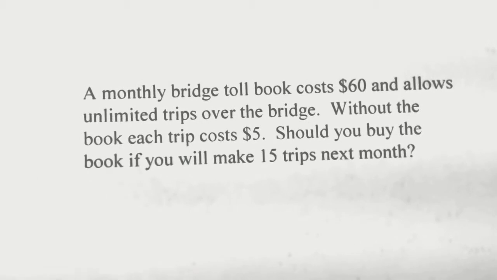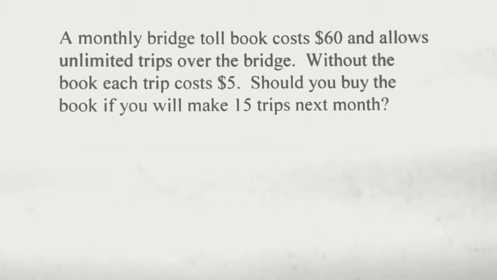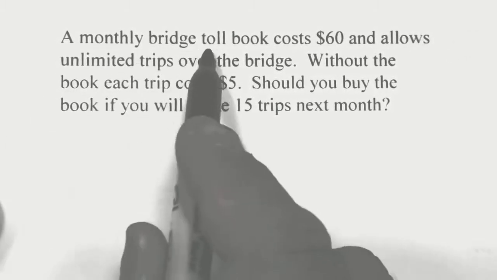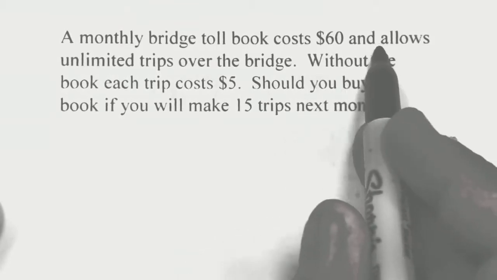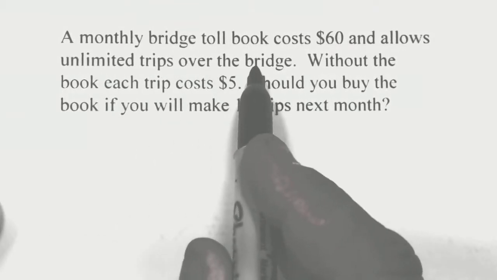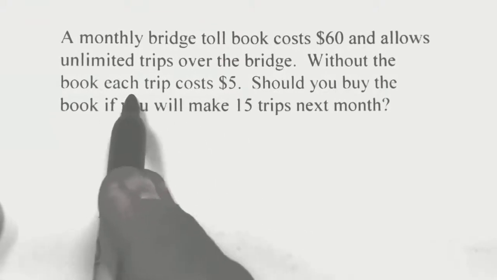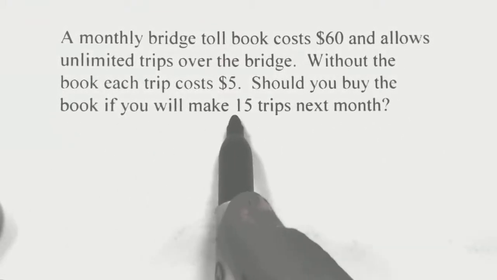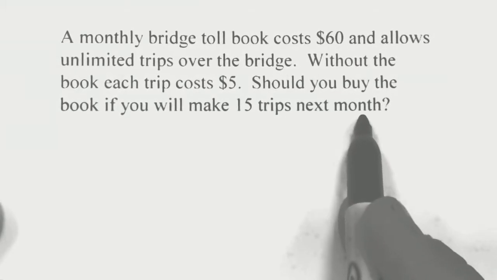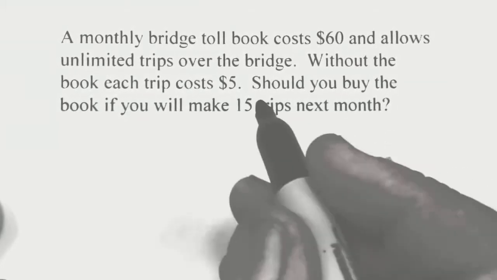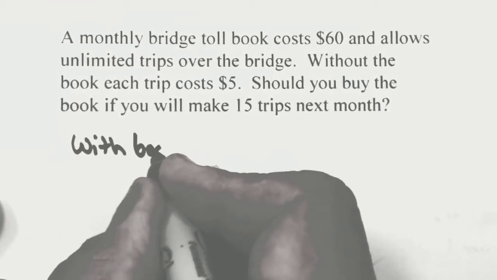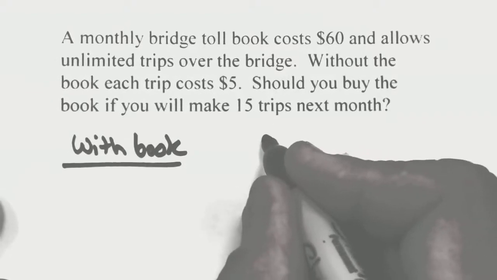Okay, one last look here at a similar type of comparison. We're driving across a bridge, and here we go. A monthly bridge toll book costs $60 and allows unlimited trips over the bridge. Without the book, each trip costs $5. Should you buy the book if you will make 15 trips next month? Okay, well, here we go. We'll put down with the book, and then without the book.